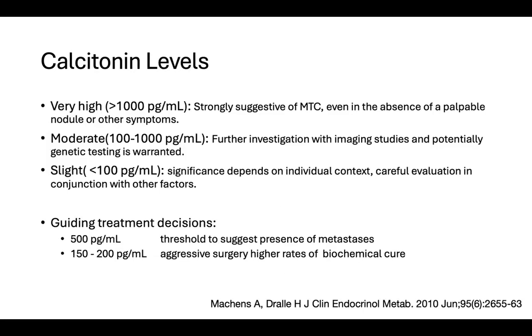All right, so very high levels of calcitonin, more than 1,000 pg per mL suggests MTC, like I said earlier, whereas low level in the screening situation basically is depending upon individual context. But more importantly, when we have diagnosed patients with MTC, we look at these figures that are quite often mentioned, 500 pg per mL, 150 to 200 pg per mL. These are actually thresholds that are mentioned and used along the way in various guidelines to suggest presence of metastasis, to suggest and guide more aggressive surgery, and so forth.